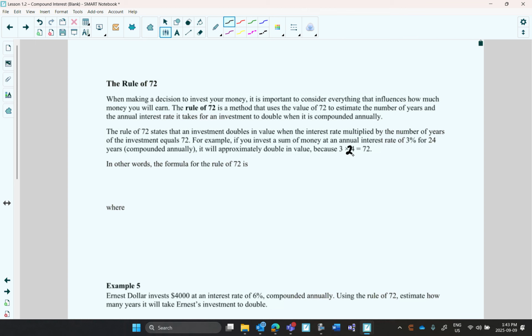So if the interest, oh no, sorry, it's not the compounding periods, it's just the number of years, my mistake. So it's going to be rate times number of years equals 72. You double your money. So R is rate as a percent. Don't change it to decimal. And T is time in years.